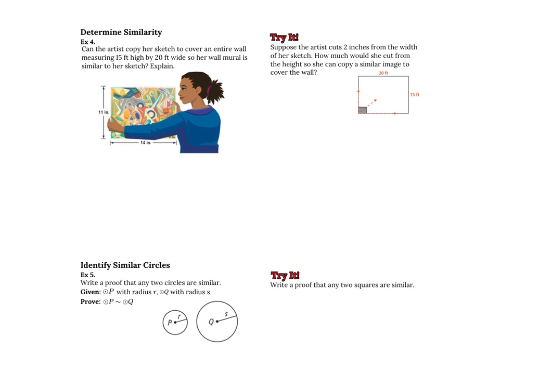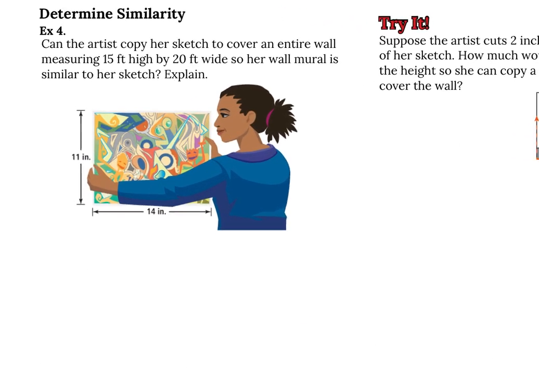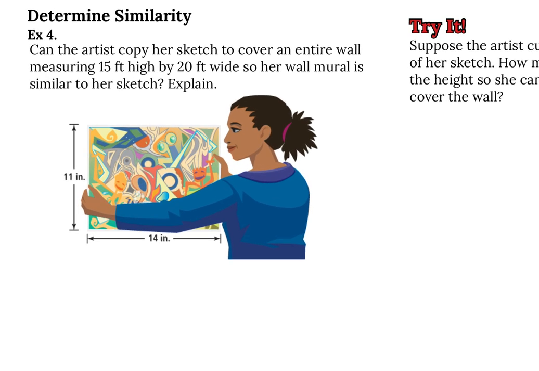All right, example 4. Can the artist copy her sketch to cover an entire wall measuring 15 feet by 20 feet so that the mural is similar to her sketch? And we need to explain. All right, so the first thing I'm going to do is sketch out what this would look like. So I'm going to create the wall. And then in that wall, we would have the painting. So I'm just going to put the painting down at the bottom.